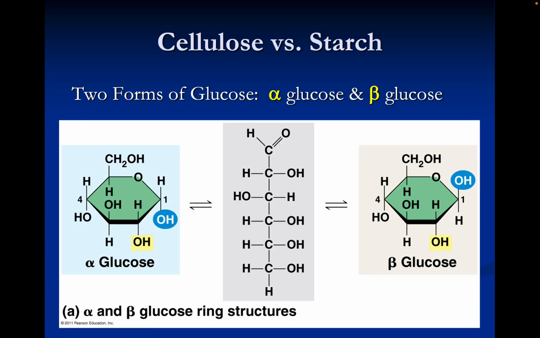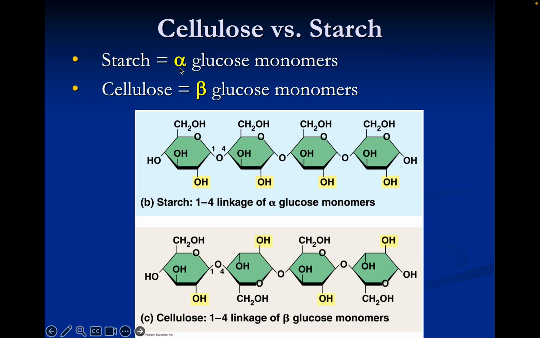All right, there are 2 forms of glucose. There's alpha glucose and beta glucose. And what it's got to do with is just the position of the hydroxyl group. See where this one's opposite the hydroxyl group here, and this one it's on the same side. Now in starches, it uses alpha glucose monomers. See how the hydroxyl groups are all on the same side? In cellulose, beta glucose monomers are what's used. So we see they alternate here.